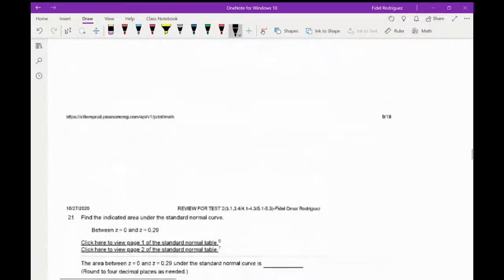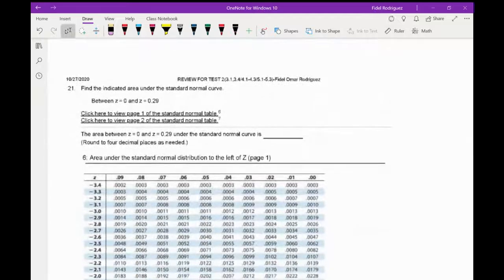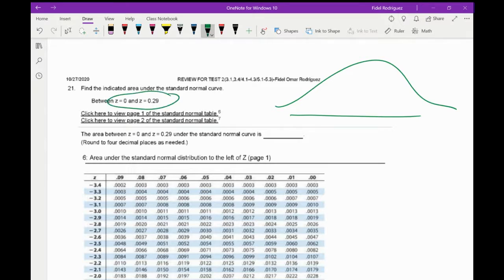Okay, so let's see. Let me keep scrolling here. Guys, let me ask you a question. Is number 20 any different from number 21? They're the same, right? The only thing is they didn't draw the picture. But look at the two numbers they're telling me. One of them is going to be at z equals 0, and one of them is going to be at z equals 0.29. So we would do it exactly like the way we did the other one. Here's my lower number, here's my upper number. So number 21 is exactly the same.